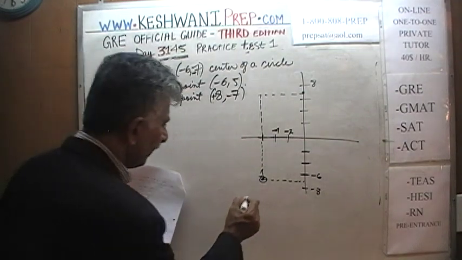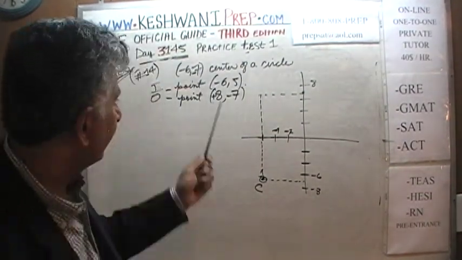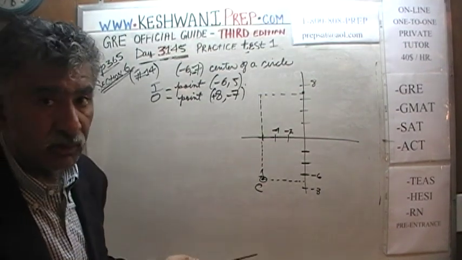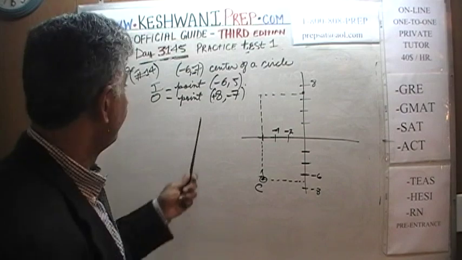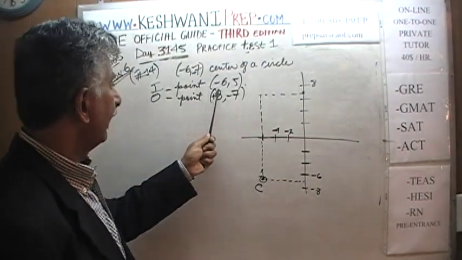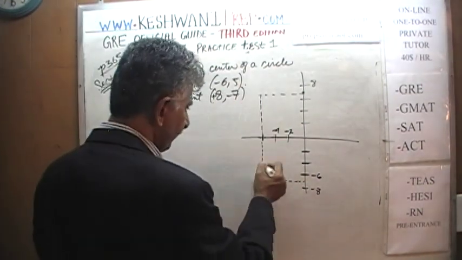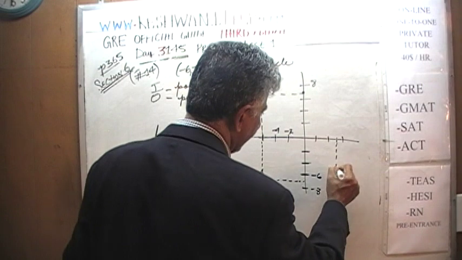That's our center. Let's make a note here, that's the center. Negative 6 and 5. This is what we have to do, otherwise you're going to get it wrong. If you try to take shortcuts, you're going to get it wrong. You just stay calm, it takes time, but this is the only way. Negative 6 is right here, and 5: 2, 4, 6, 5 is going to be right here.